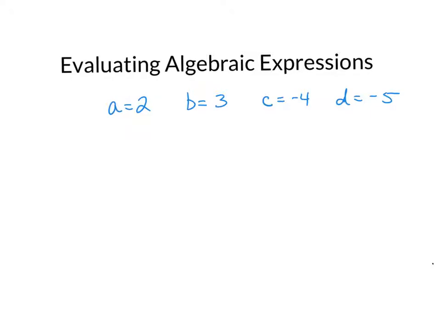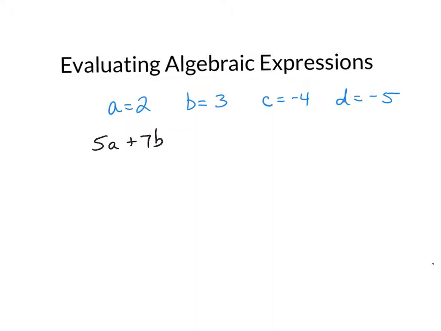This is an important area because not only do you need to follow the rules for Please Excuse My Dear Aunt Sally, but it is also a great review for adding, subtracting, multiplying, and dividing positive and negative numbers. So, given that a is equal to 2, b is equal to 3, c is equal to negative 4, and d is equal to negative 5, let's evaluate the expression 5a plus 7b.